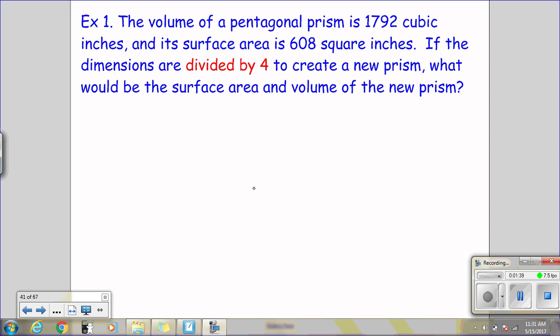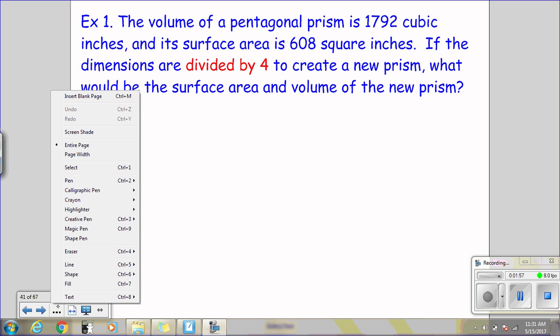The volume of a pentagonal prism is 1792 cubic inches. Its surface area is 608 inches. If the dimensions are divided by 4 to create a new prism, what would be the surface area and the volume of the new prism? So they didn't give me the dimensions. The only thing they mentioned is that the dimensions are all divided by 4.